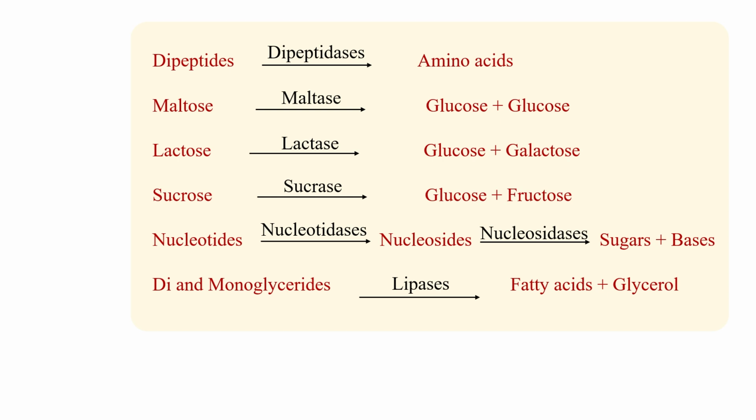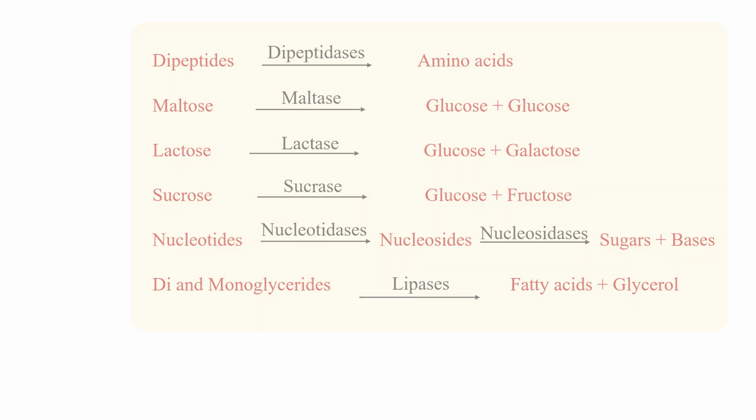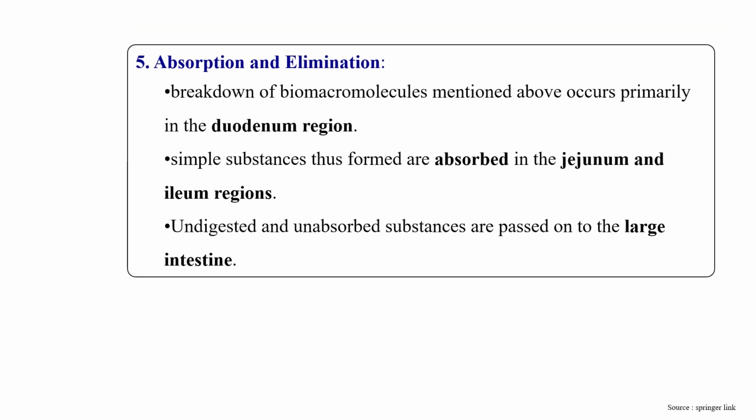So these are the enzymes involved to convert oligosaccharide or disaccharide into the monosaccharide form, or the simplest form in case of protein or fat. Now, when it converts into the simplest form in the small intestine, what is the next step? Absorption of the simplest form and elimination of the waste product.